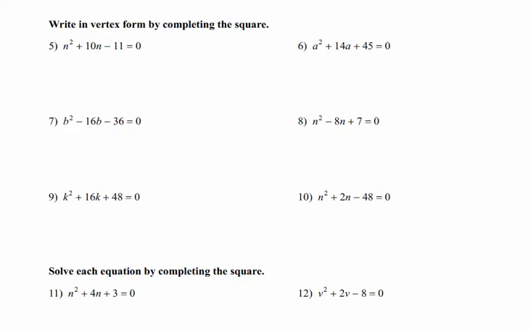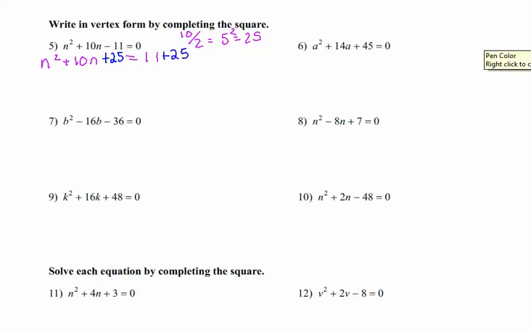So the next 3, it wants me to write it in vertex form. Doesn't want me to solve, just wants me to write in vertex form. So I'm going to go ahead and do that. This one, it would say n squared plus 10n equals 11. Just to keep it on both sides of the equation. And I moved it over. It was a negative, got a positive. I take 10. I divide by 2. I square it, and I get 25. So that tells me that I am going to add 25 on both sides of the equation.